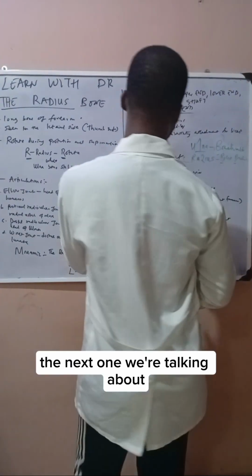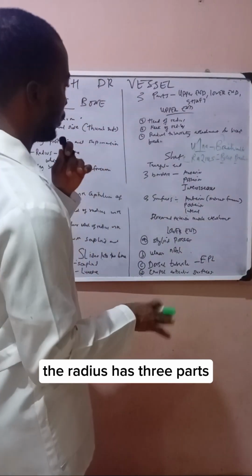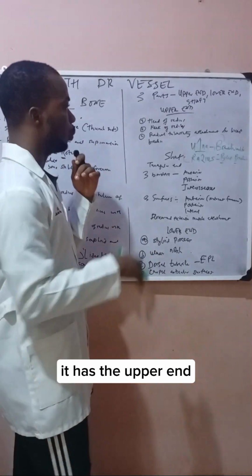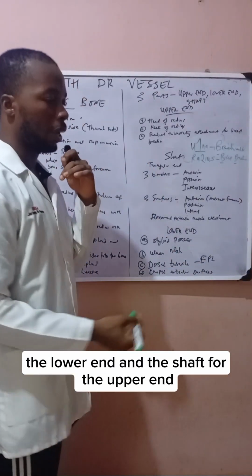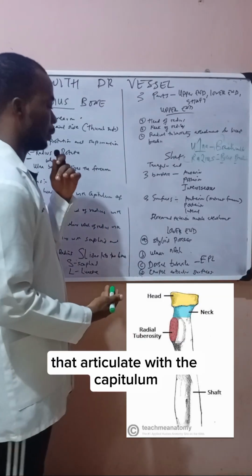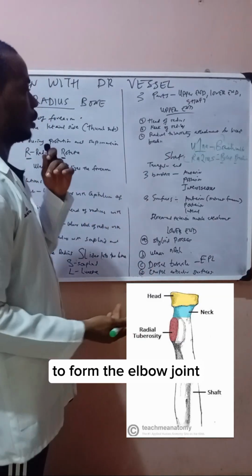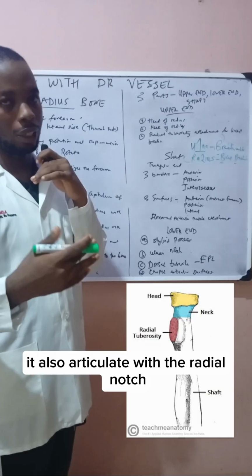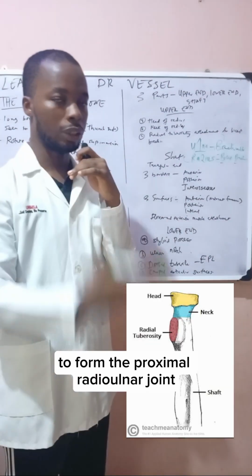The next one we're talking about is the parts of the radius. The radius has three parts. It has the upper end, the lower end, and the shaft. The upper end has the following features. It has the head of the radius that articulates with the capitulum to form the elbow joint. It also articulates with the radial notch to form the proximal radioulnar joint.